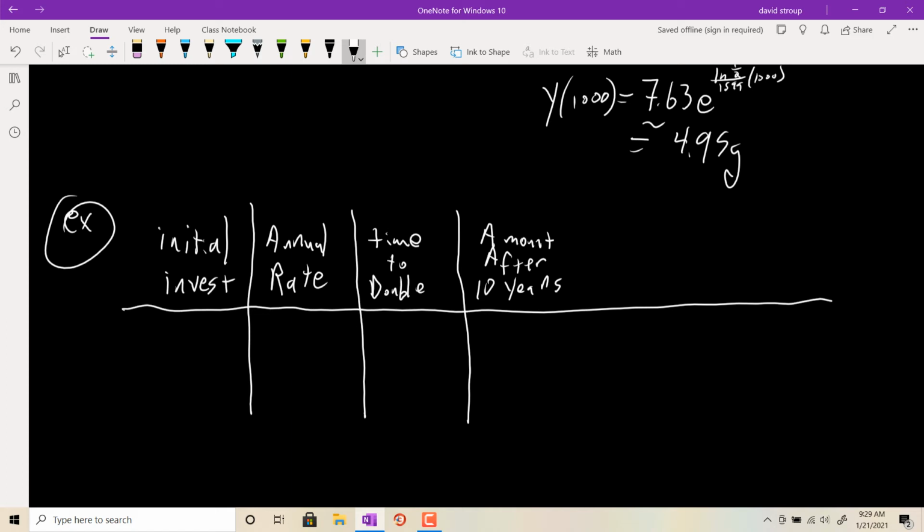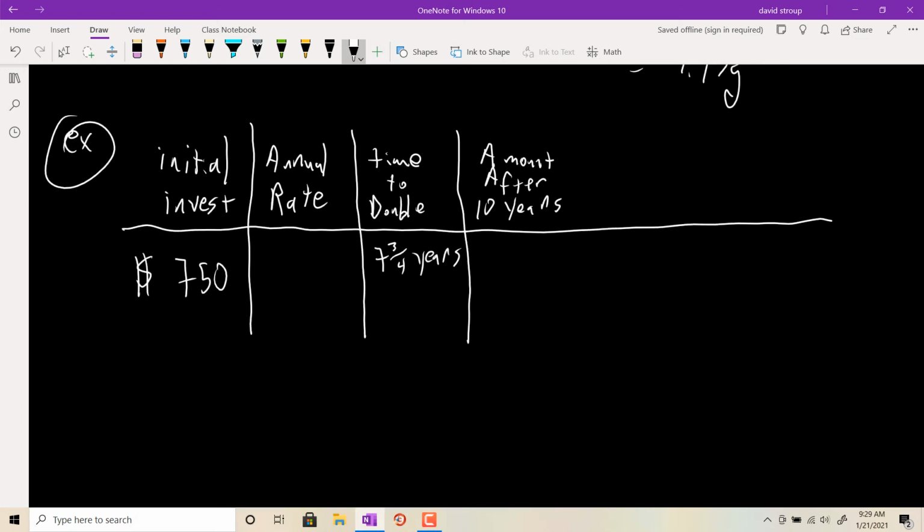Okay, so anyways, here we are in a sort of banking type problem. We're looking at an initial investment of $750. The time to double is 7 3/4 years for your money to double once you put it into some sort of bank account. And they want to know how much you're going to have after 10 years. And we're using this exponential growth model, and it's basically continuously compounded interest.